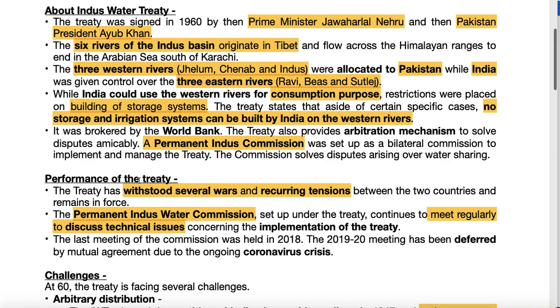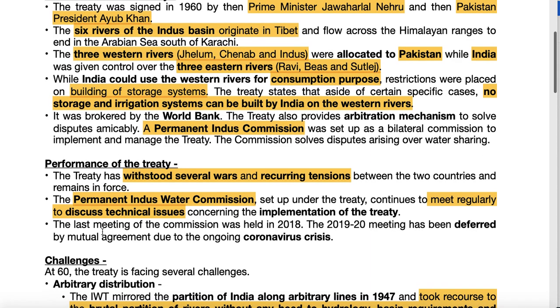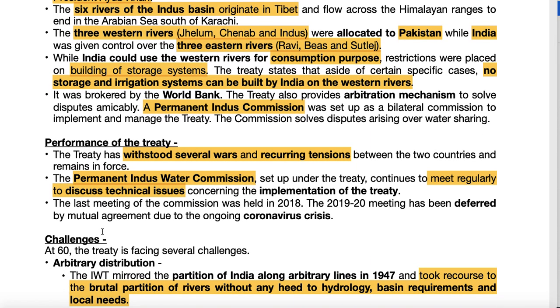As we can see, the performance of the treaty has been satisfactory. The issues between India and Pakistan have not culminated in affecting the performance of this treaty. Both have cooperated despite having irritants in the relationship. This treaty has performed quite well. So, what are the challenges? There would be some challenges, as you know that there have been several wars, and the relationship between India and Pakistan has not been smooth enough during the last 60 years.